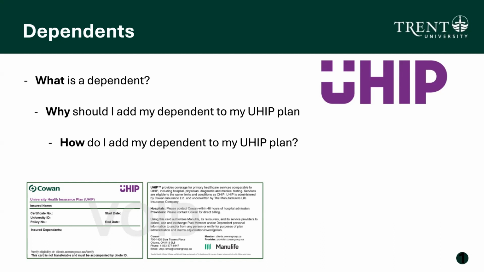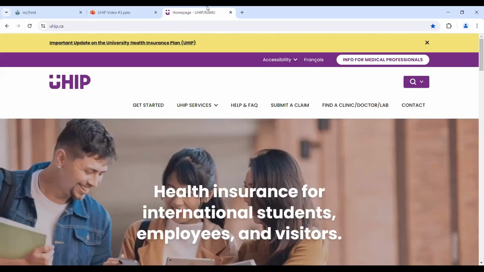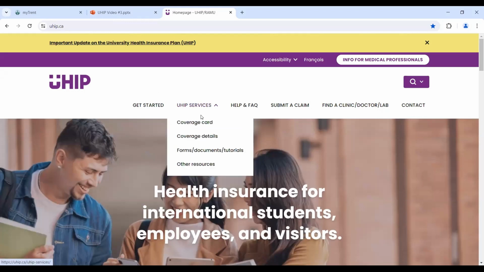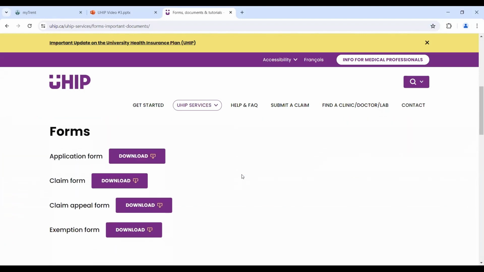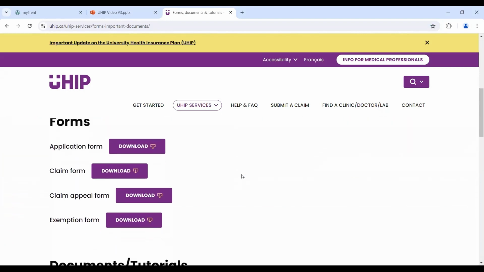How can you add them? You can add a dependent by completing the online dependent application form and emailing it to the UHIP administrator at uhip@trentu.ca. So on the uhip.ca website, you can find the dependent form under UHIP services. It is under forms, documents, and tutorials. It is the first form, the application form.